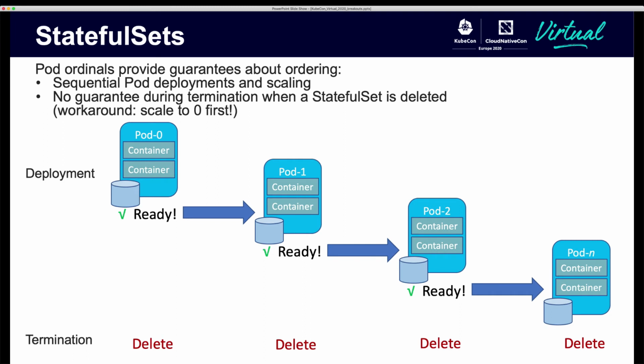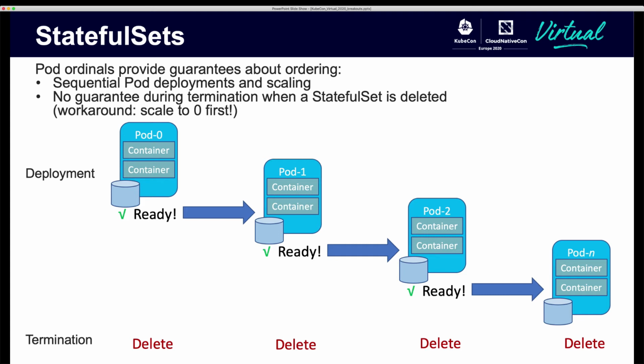Now, the ordinals give us some features: ordered or sequential deployments and scaling, right? So you can see here, we start with pod ordinal 0. Once it passes its readiness check, then we can move on to pod 1. Once it passes its readiness check, we move on to pod 2, and so on and so forth when we scale out for initial deployments, and then when we add more replicas. This allows us to have applications that communicate with each other as peers, right?